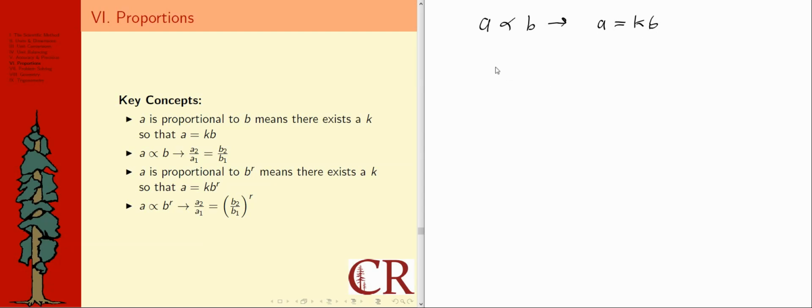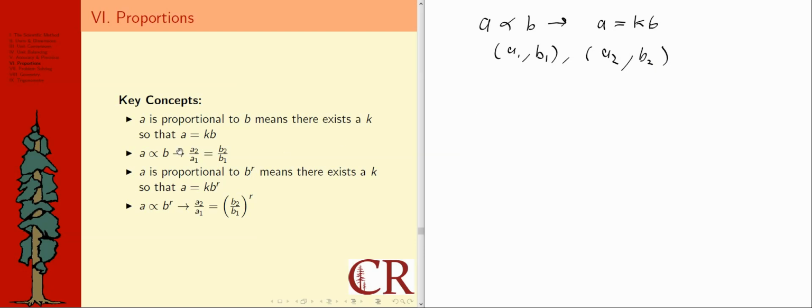So if I had a pair of such values, like an a1 paired with a b1, and then maybe I also had a second pair of values for the same variables represented by a2 and b2. It's kind of like ordered pairs of x and y's maybe, but we're not going to graph it here.